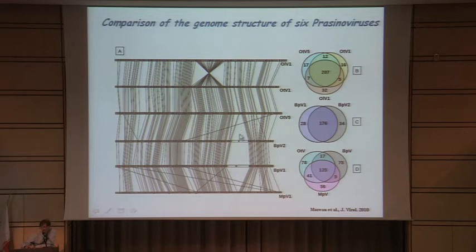Another interesting point is here the presence of 2 very big open reading frames, 2 very big genes of 3,000 and 5,000 amino acids here, which are completely unknown and which are specific to the Bathycoccus viruses. So this is something intriguing.